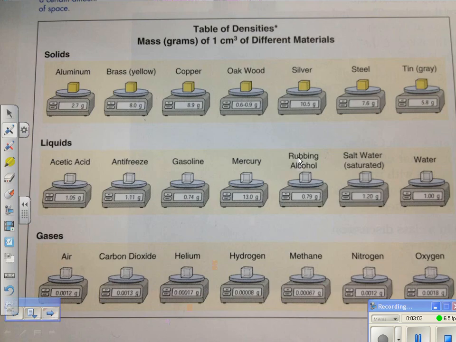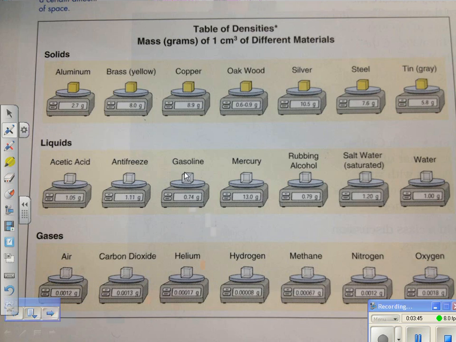So this chart actually shows us 1 cubic centimeter samples of different materials and what the mass is. So silver, pretty dense material, 10.5 grams. Aluminum, not so dense, 2.7 grams. Water, 1 gram per cubic centimeter. Liquids are pretty similar to water. Some are more dense, some are less dense. The freak is mercury. It's a liquid, very dense, 13 grams per cubic centimeter. Gas is very low density, about on average 500 times less dense than solids or liquids.